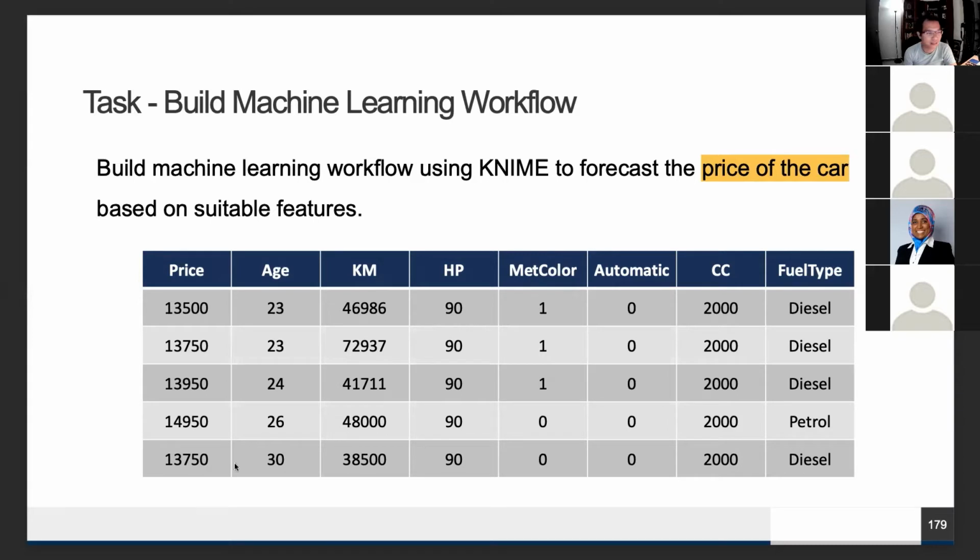Ini adalah saya punya label ataupun saya punya response, price. Okay. And then I have all these candidates, sebelum dia dijadikan input: age, kilometer, HP, metallic color, automatic, CC and fuel type. So basically we call them the candidates, the potential inputs, the input candidates. Kenapa dia candidate? Sebab kita kena buat pilihan which input values are suitable to predict the price.